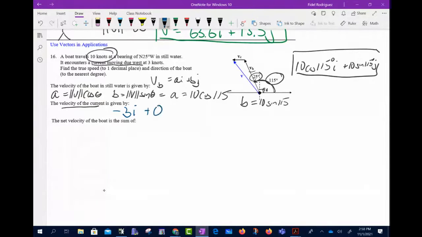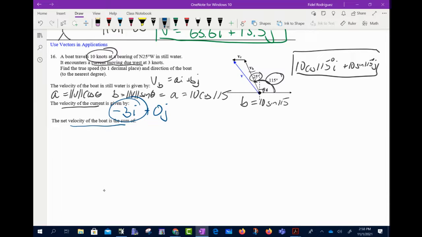Negative 3i plus 0j, because it's not going up and it's not going down at all. The water is just moving to the west. Since it's moving to the left, isn't that in the negative x direction? Right? Because it's going westward. Now, the velocity of the boat is going to be the sum of those two vectors.